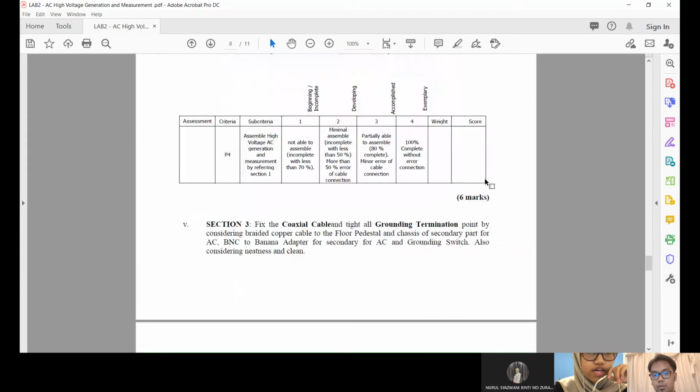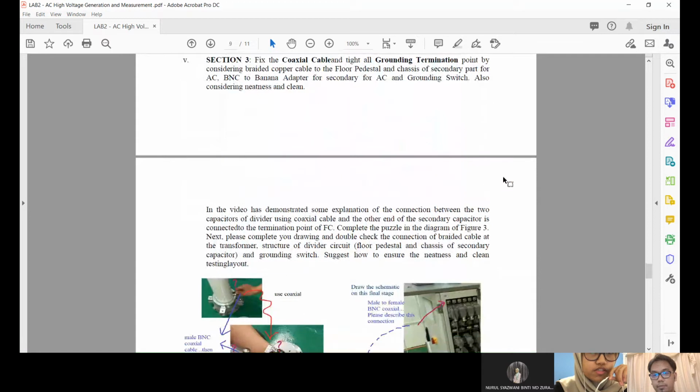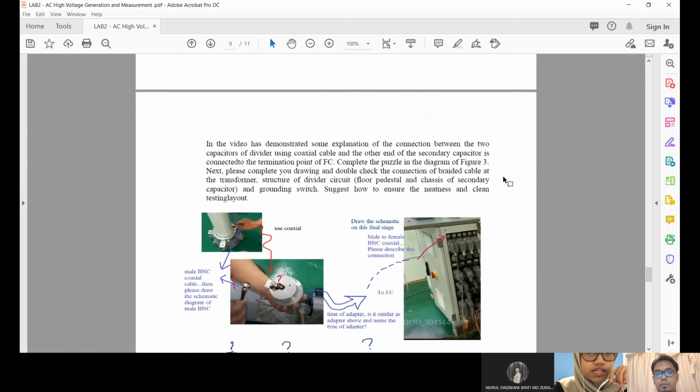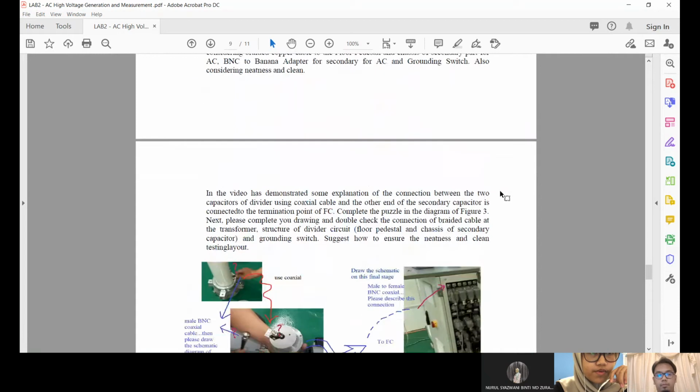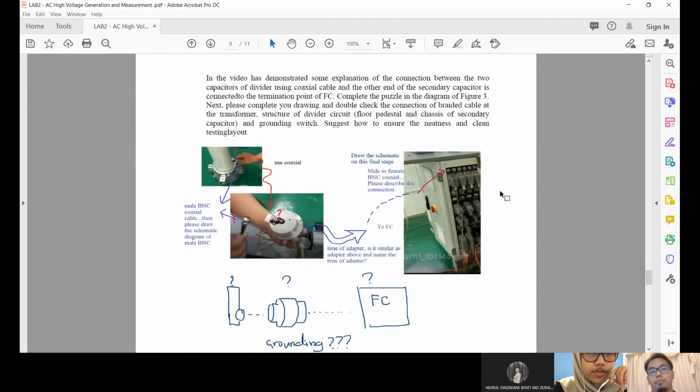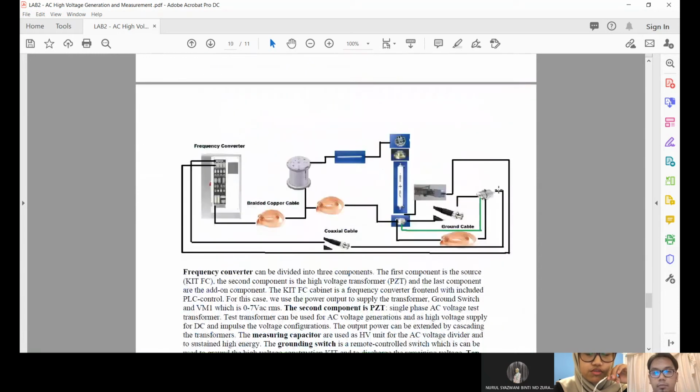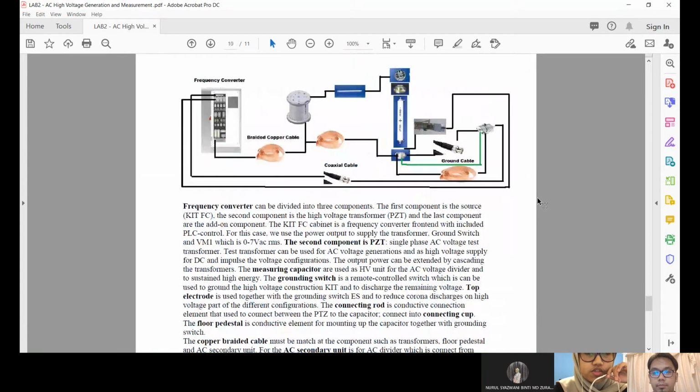Okay, my name is NURUL Anis. I will explain section 3. Basically, this is the overall circuit for this experiment. Firstly, start from the frequency converter. The frequency converter can be divided into three components. The first component is the source, which is the kit FC. The second component is the high voltage transformer, PZT. And the last component is the add-on components.